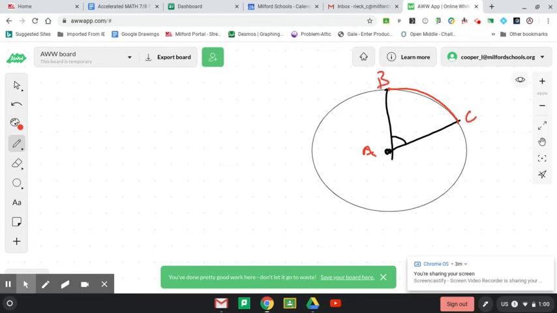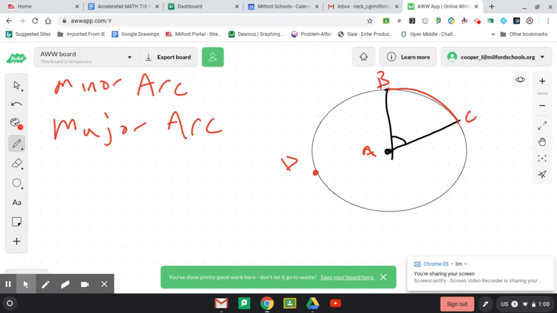We have two types of arcs that we talk about. One is a minor arc. The other is a major arc. A minor arc is any arc that's less than 180 degrees, which is a semicircle. Think about cutting the circle in half. That's a semicircle. So any arc that's less than a half circle is a minor arc. Any arc that's greater than a half circle is a major arc.